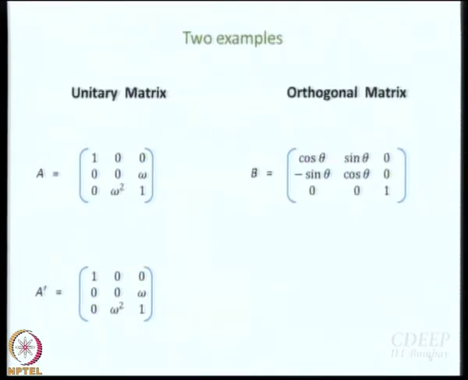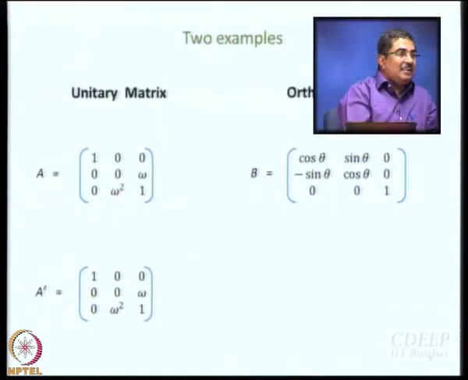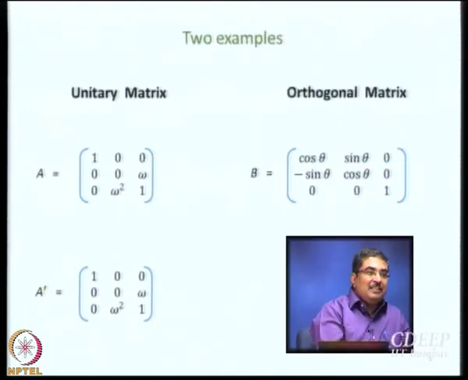Have you seen this matrix somewhere? Yeah, you have seen the matrix right here on the same page. Same matrix. So, what is it? A equal to A dagger, right? If A equal to A dagger, what kind of a matrix is it?